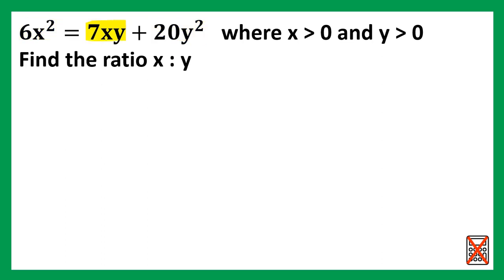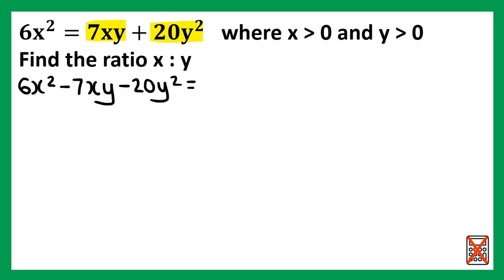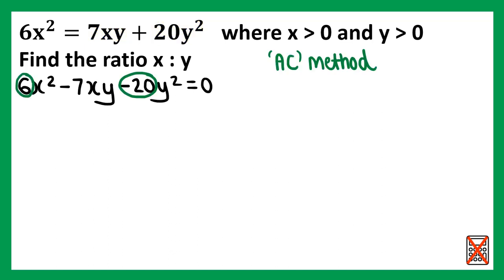So taking 7xy from both sides and 20y squared from both sides will give me 6x squared minus 7xy minus 20y squared is equal to 0. Using the AC method and multiplying 6 by negative 20, that gives me negative 120.